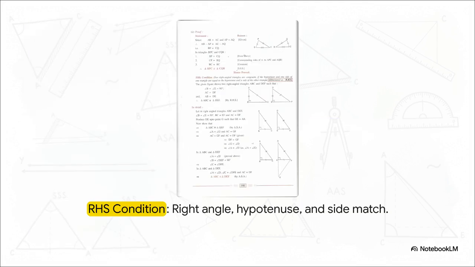And our final shortcut for today is RHS, right angle, hypotenuse, side. Now consider this a VIP club exclusively for right-angled triangles. Because we already know for a fact that one angle is 90 degrees, we only need to find two other matching things: the hypotenuse, which is always the longest side, and literally any one of the other sides. If those two things match across two right-angled triangles, they are undeniably congruent.